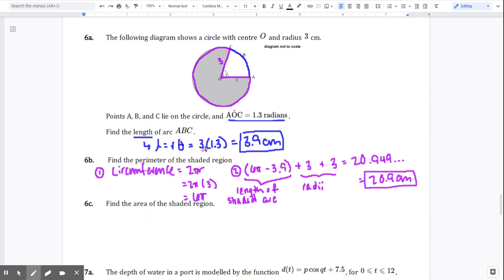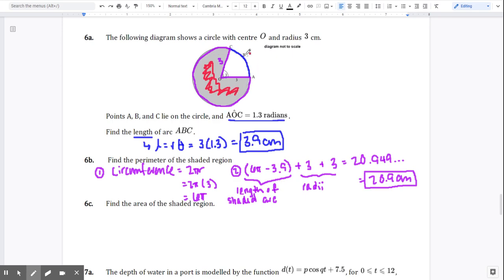Part C, finding the area now of the shaded region. So finding the area of Miss or Mr. Pac-Man here. So again, very similar to number 5. If you remember that your full circle is 2 pi, you can do 2 pi minus 1.3 and use that difference with your area formula or your area of a sector formula in radians.